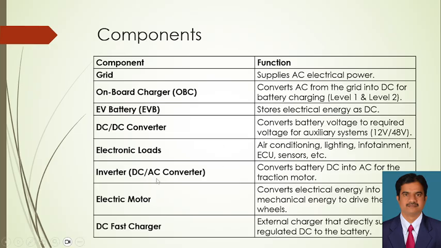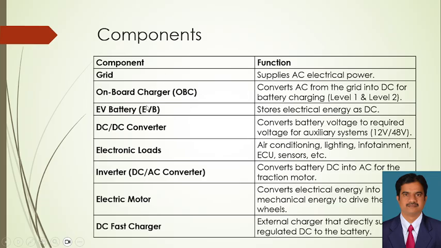The inverter converts DC to AC, converting the battery DC into the AC required for the traction motor. The electric motor converts electrical energy into mechanical energy to drive the wheels. The DC fast charger is an external charger that directly supplies regulated DC into the battery. These are the main components of the EV charging system and their functions.